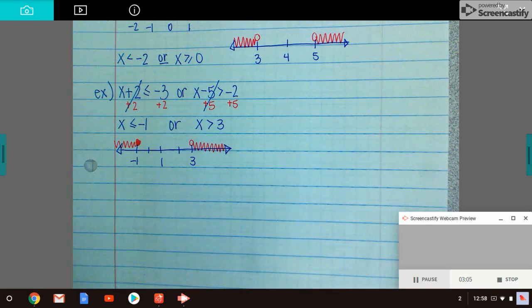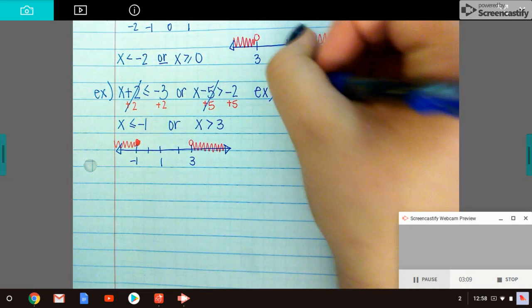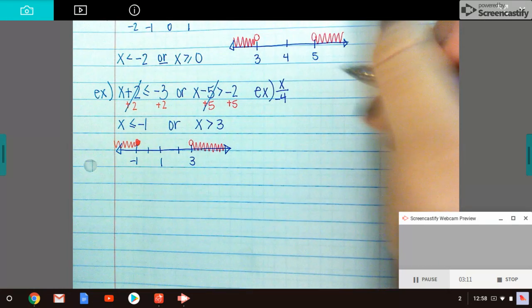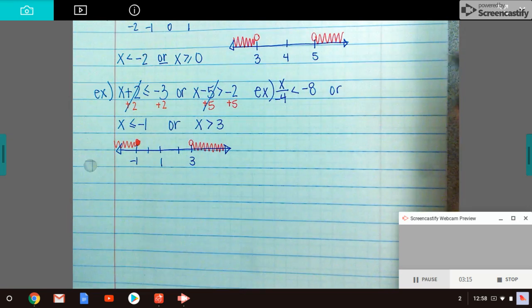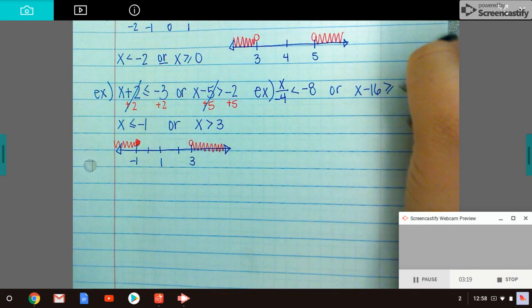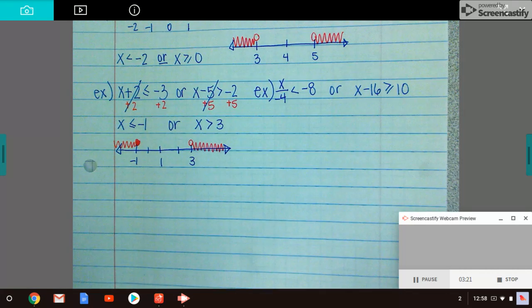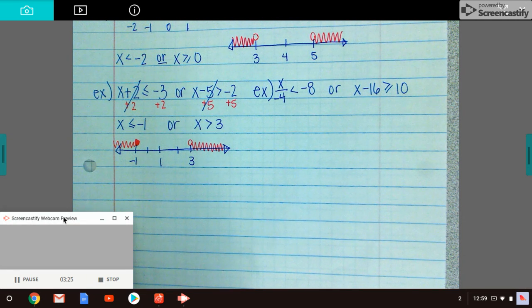Let's do one more of these ors. This one's going to look like x over -4 less than -8, or x minus 16 greater than or equal to 10. All right, so on this one again, we've got two different ones that we have to solve for. Go ahead and take the time here to solve for each of these, and then when you click play again, we will have our answer. So go ahead and pause now.